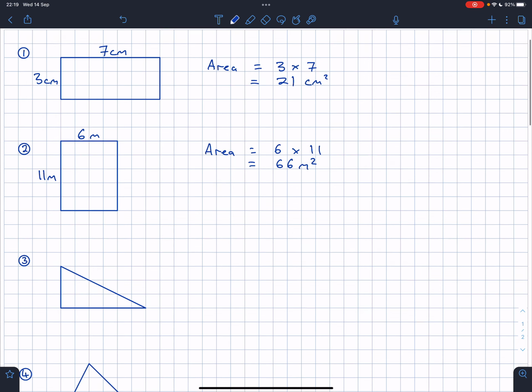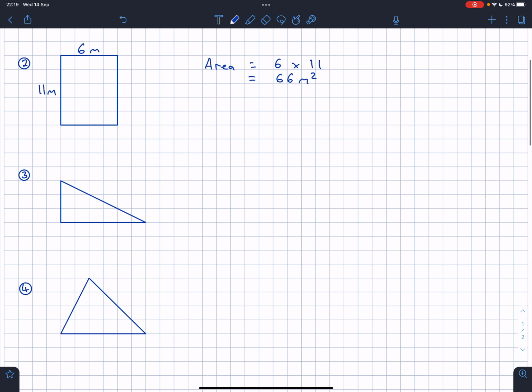Okay, then we move on to triangles. So triangles, slightly different, because we don't have full rows. If we had, again, let's go with this 1, 2, 3, and this 1, 2, 3, 4, 5, 6. So let's go with a 3 by 6 this time.